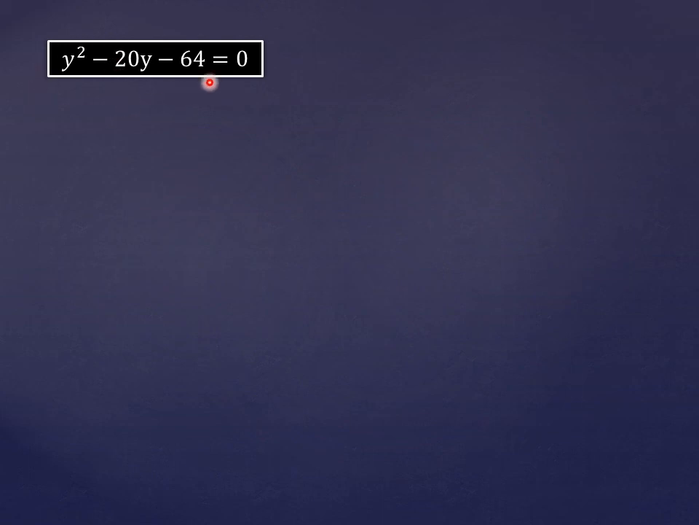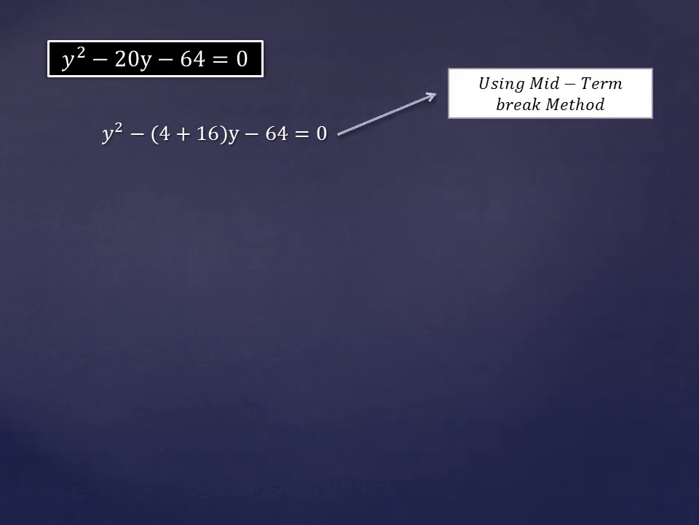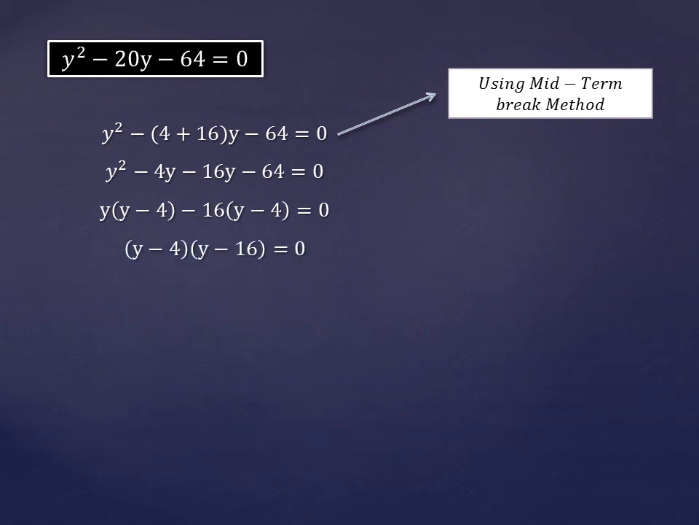There is no common digit from the three terms, so we will break the midterm directly. The midterm break is 4 plus 16 because 4 plus 16 is 20 and 4 into 16 is 64. Multiplying the brackets, taking common from the first two and the last two brackets, writing the common brackets once and the digits outside the bracket in a separate bracket, we will get the answers of y as y is equals to 4 and y is equals to 16.